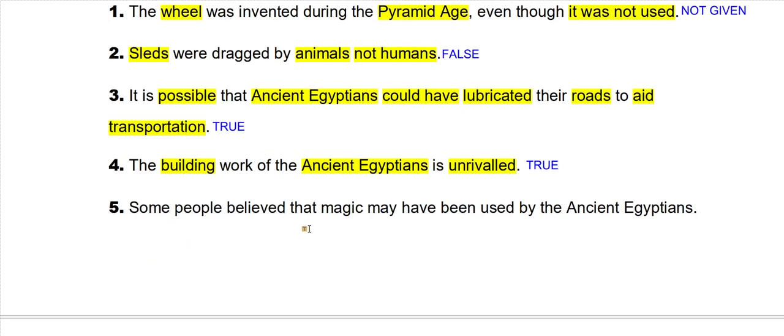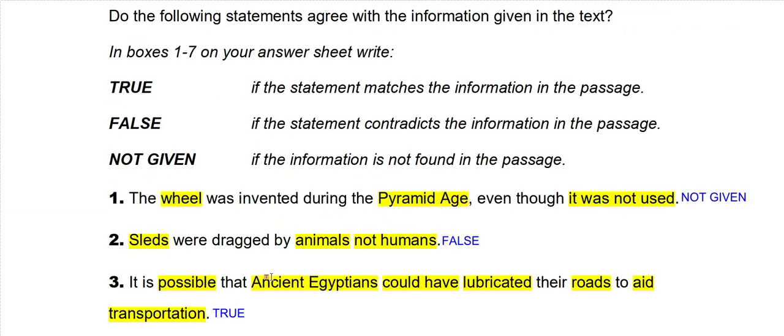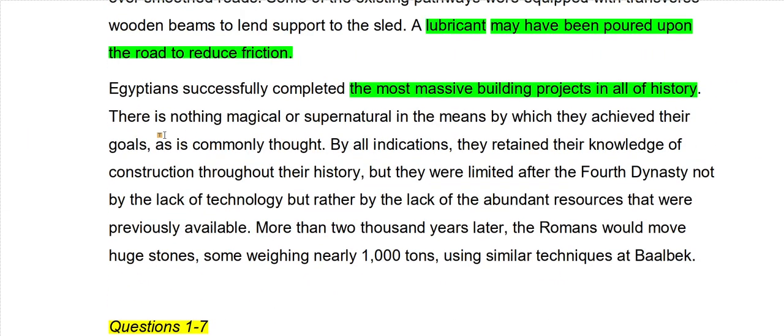Fifth, some people believe that magic may have been used by ancient Egyptians. So to make something, magic may have been used. Let's see. There is nothing magical or supernatural in the means by which they achieved their goals, as is commonly thought. So this is quite an interesting question. Before I tell you the answer and why that is the answer, you can pause the video, or you should mark the answer. Why do you think it is true, false, or not given?